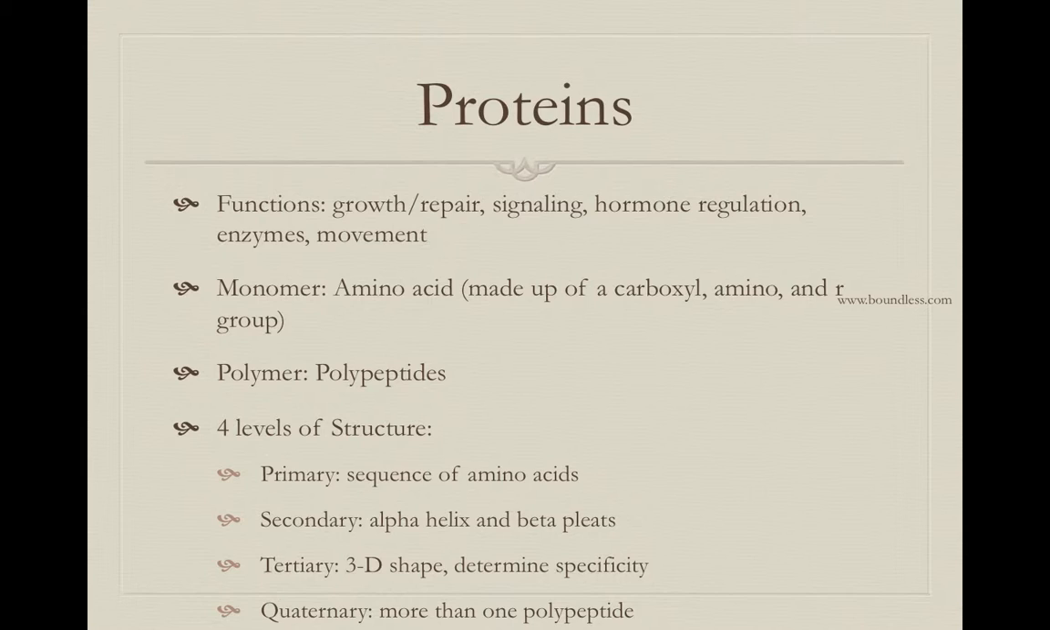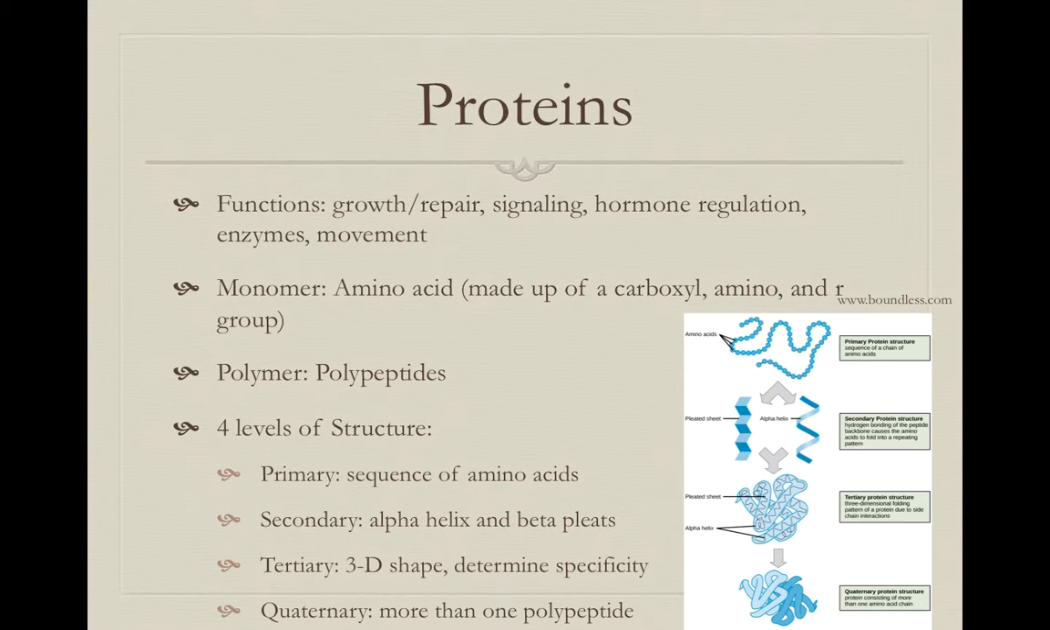And a lot of proteins actually don't make it to the quaternary stage. A lot of them actually just stop at tertiary. So quaternary is not in all of them, but it's in some. And as you can see, these are the 4 levels of structure. You can see the amino acid and the alpha helix and the beta pleat. And you can see the 3D shape actually with all the bending. And then finally the quaternary for some, which is many polypeptides put together.